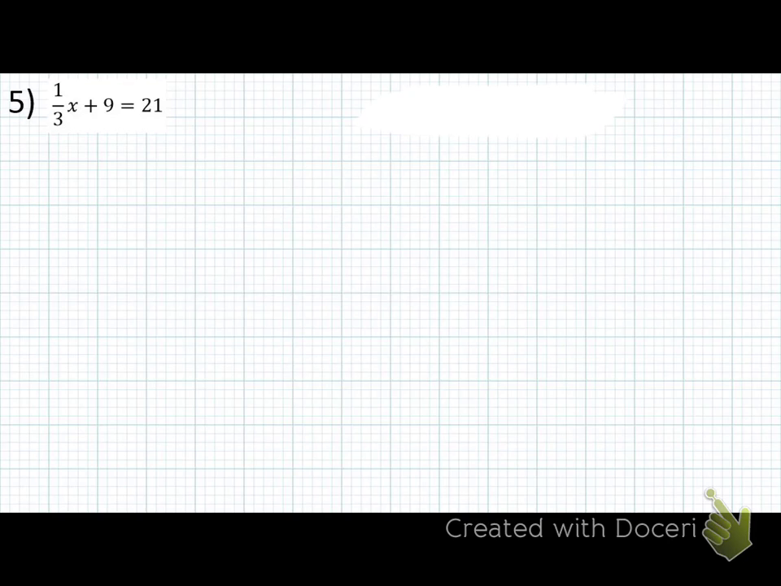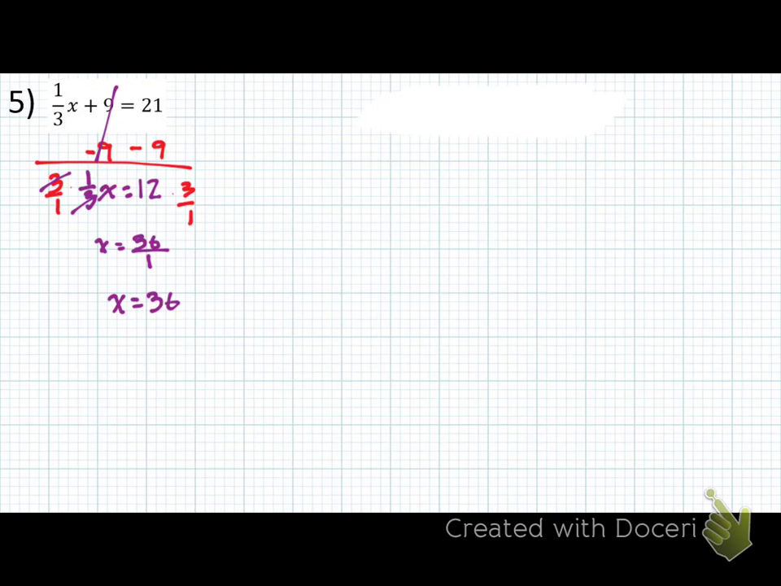So the answer here is, if we subtract 9 first, you get 1/3 x is equal to 12. And then we have to multiply by the reciprocal of 1/3, which is multiplying by 3 over 1 on both sides. On the left side, they both cancel out, leaving just x. On the right side, 12 times 3 over 1 is just like saying 12 times 3. What's 12 times 3? 36. Or 36 over 1, which is just 36.